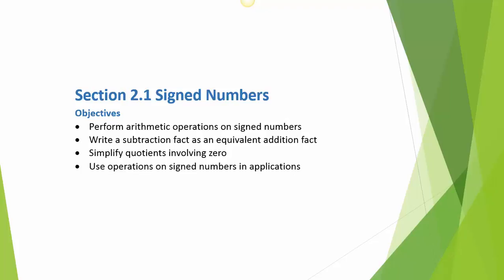Then we're going to use operations on signed numbers in applications. So this might be talking about football. I gained 5 yards, I lost 6 yards, then I gained 2 yards. Where am I at now? How much farther do I have to go to get a first down? So those are kind of the ideas that we are looking at in this section 2.1. So again, that's what we're going to be looking at.